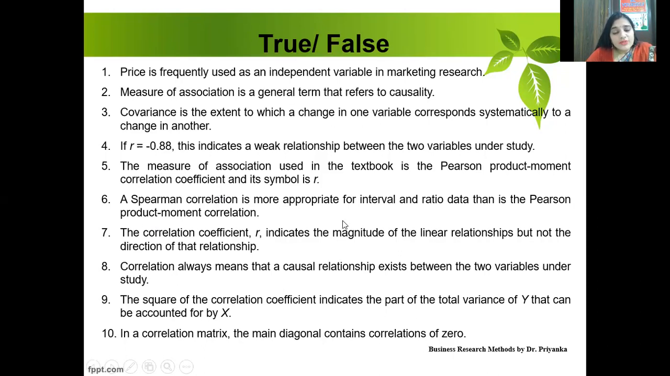Seventh: the correlation coefficient R indicates the magnitude of the linear relationship, but not the direction of that relationship. Is it? The correlation coefficient indicates both the magnitude of the linear relationship and the direction of that relationship. So it is not just one thing. It is indicating both things. So this is again false.